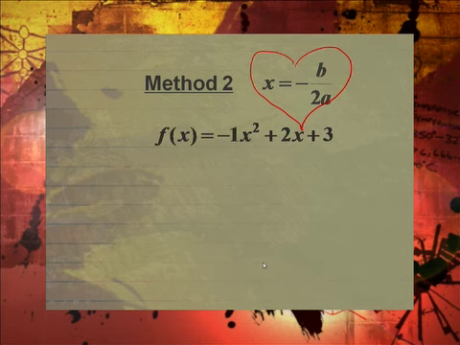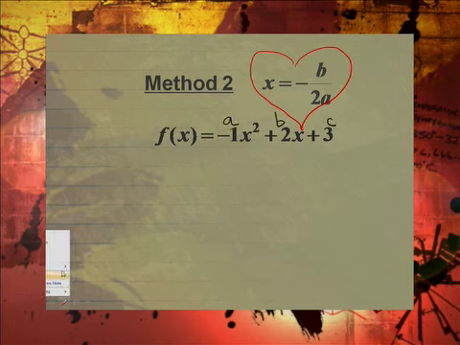Now, I want to just rewrite the parabola. It's minus 1 x squared plus 2x plus 3. Remember that one over there. What is this? This is so important. This is A, this is B, and this is C. A is minus 1, B is 2, and C is 3. So if we go into this formula, now watch this. The A is minus 1, the B is 2.